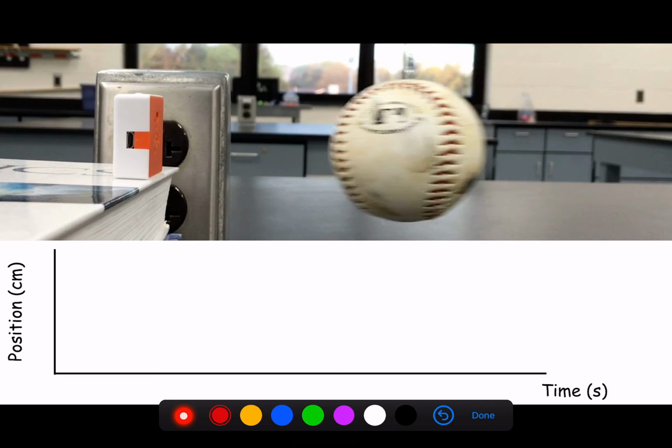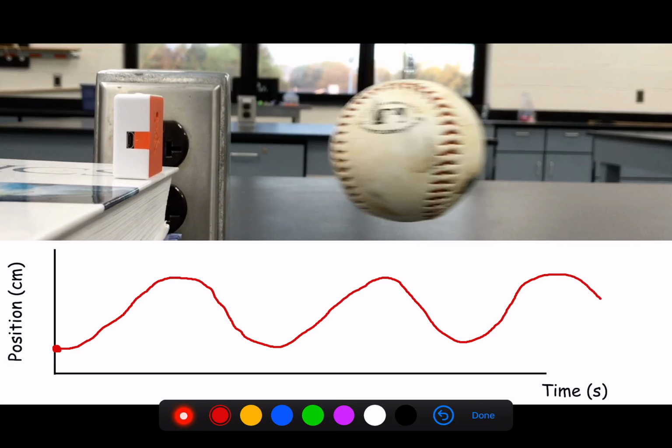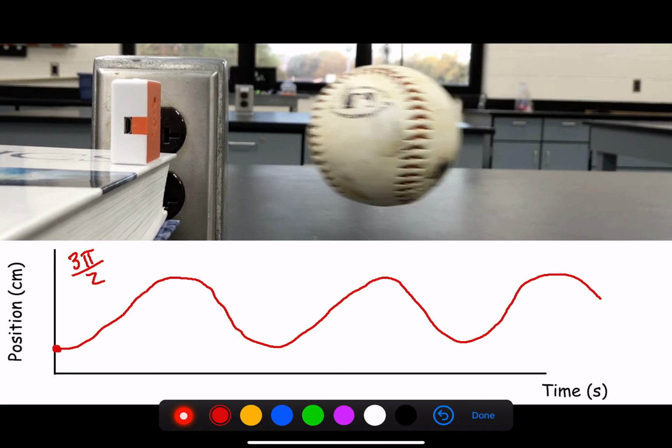The sine curve is not necessarily a perfect sine curve because in this case, we started at the closest position. We hit collect when the ball was really close to the pocket lab. So when we trace this out, we get a sine curve, but technically it is a negative cosine curve, or a sine curve with a phase shift of 3 pi over 2.